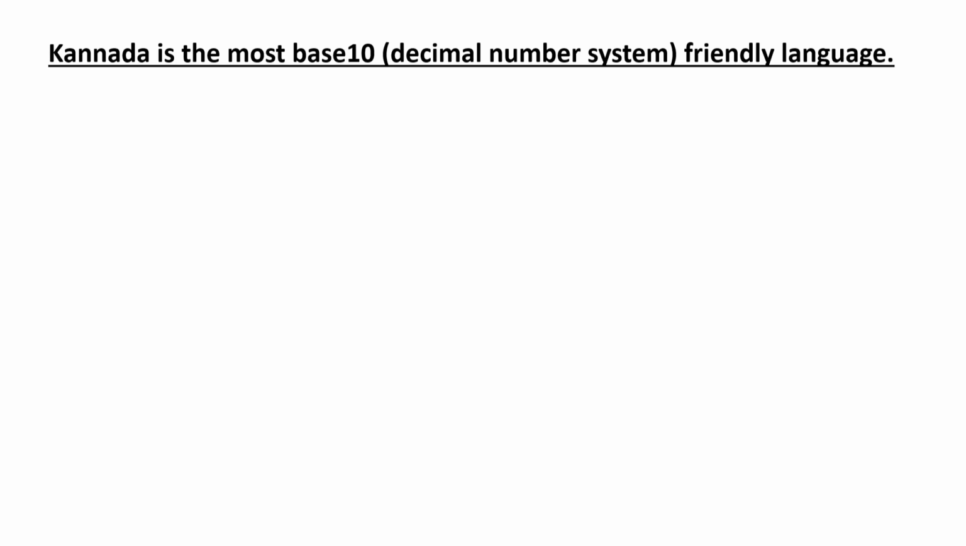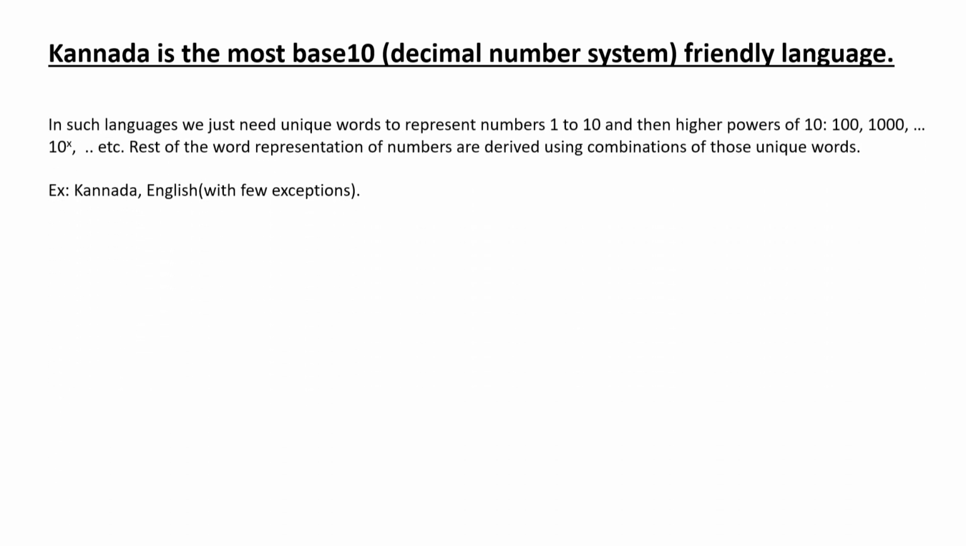Now we will see why Kannada is the most base 10 or decimal number system friendly language. So in such languages which are decimal number system friendly, we just need unique words to represent numbers 1 to 10, and then unique words to represent higher powers of 10 like 100, 1000, 10,000, any 10 power x.